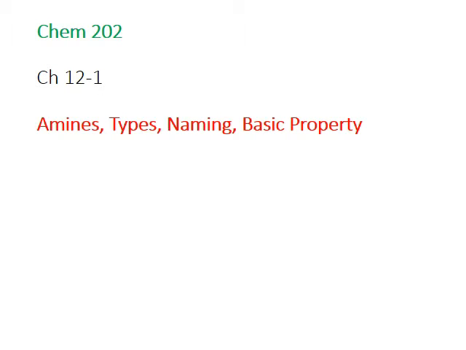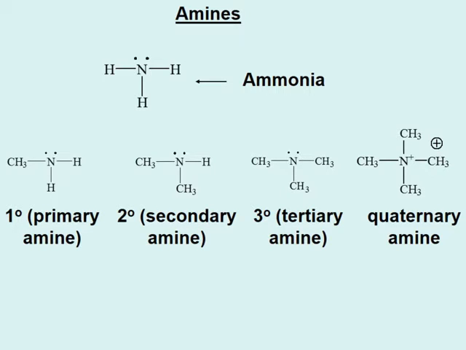In this section, we'll talk about amines, its different types, naming, and its basic property. All of you are familiar with ammonia, where nitrogen is bonded to 3 hydrogen and nitrogen has a pair of electrons. When you replace hydrogen of ammonia by an organic group, like in the bottom example, it's being replaced by methyl group, and it becomes methylamine.